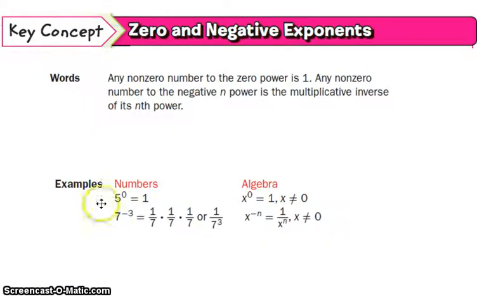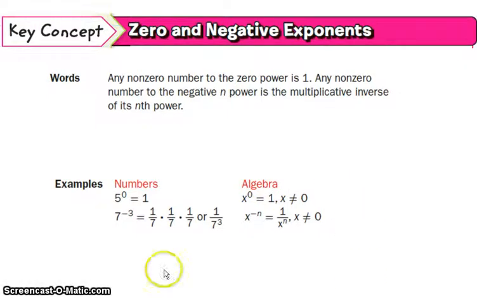Let's take a look here. 0 and negative exponents. If we have a number to the 0 power, the rule is it's always 1. It could be 20 to the 0 power, it's 1. X to the 0 power is still 1. Y to the 0 power would be 1.